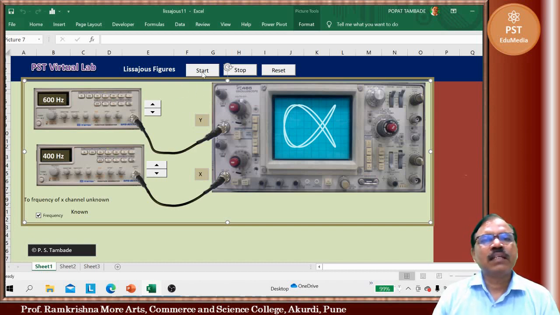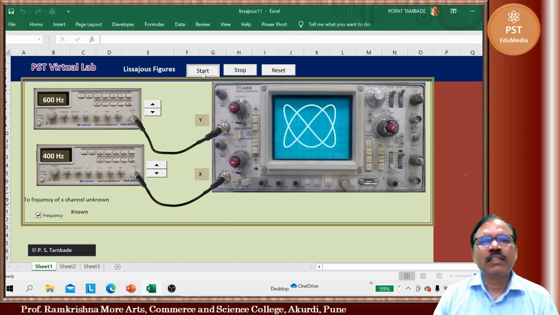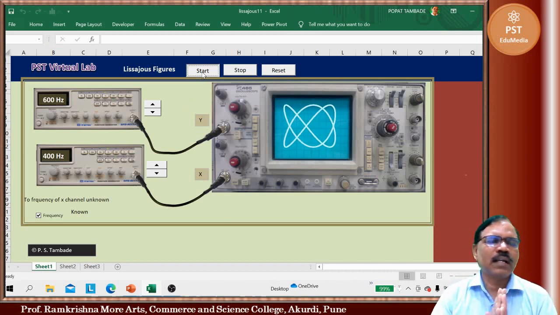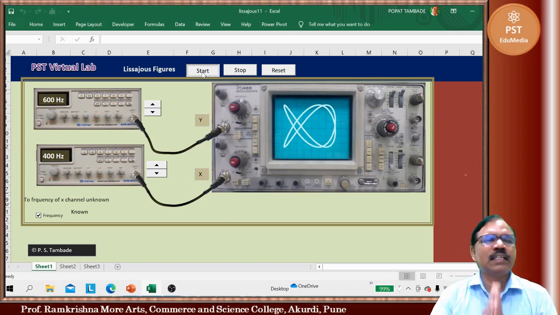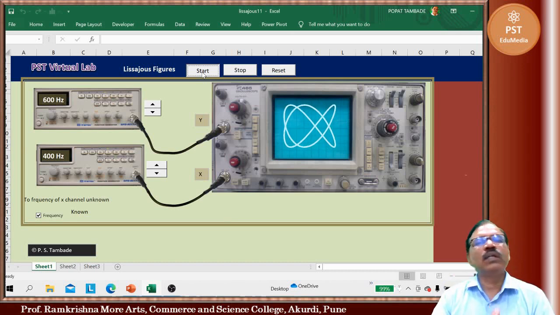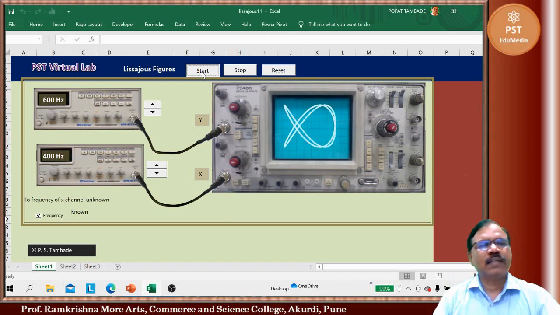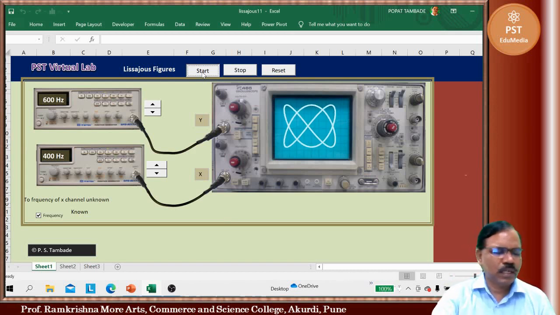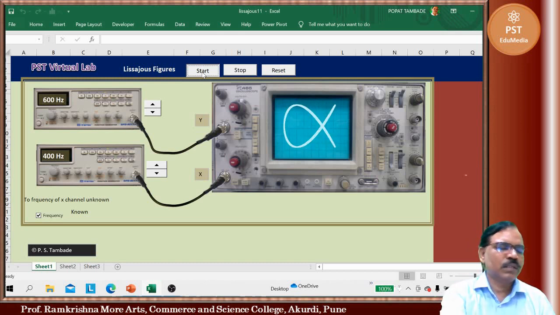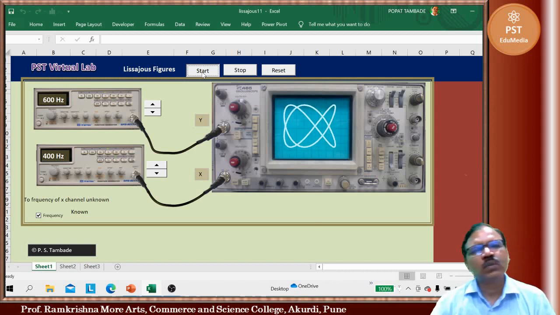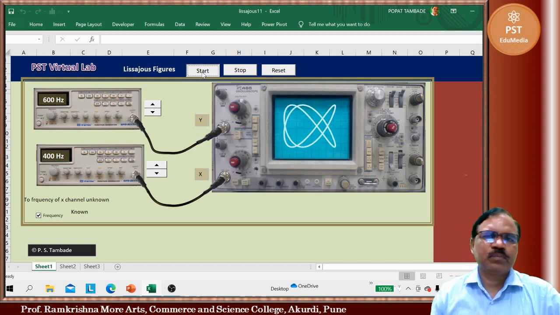So what happens here, if we start the button, you will see for a frequency ratio of 400 Hz along the x axis and 600 Hz along the y axis, the ratio is 2/3, 400 upon 600. So we can see that the frequency ratio f1 upon f2 is 2/3. You will get a figure like this.